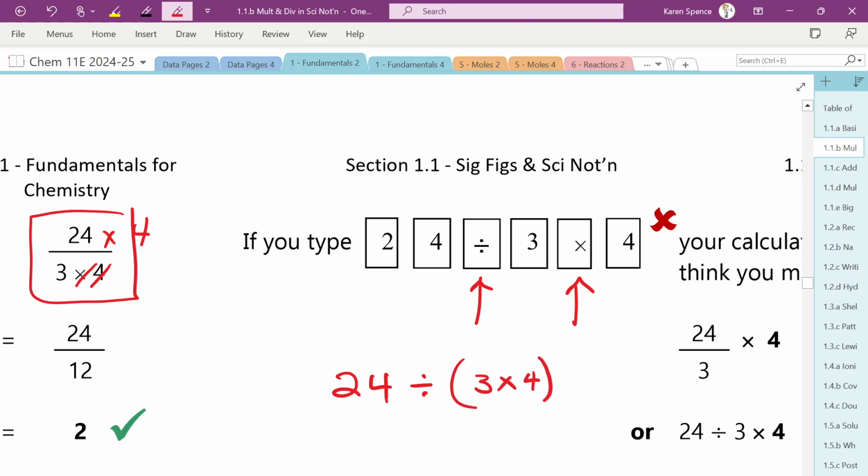How could you save yourself some keystrokes? How could you make that shorter? Yeah? Just do the 3 times 4 in your head and then divide by 4. You could do that, but let's say we have some nasty decimal numbers in there, okay? And it's going to be a pain to do that in our head.